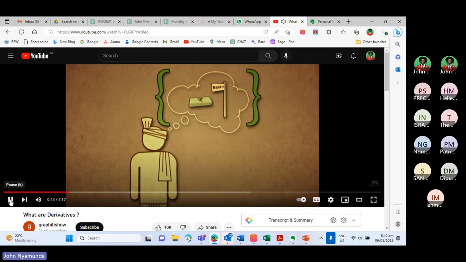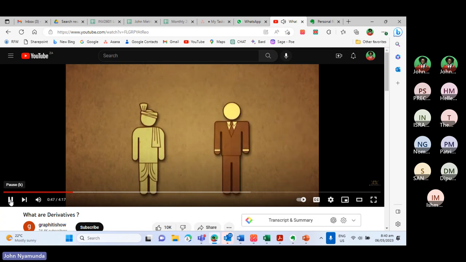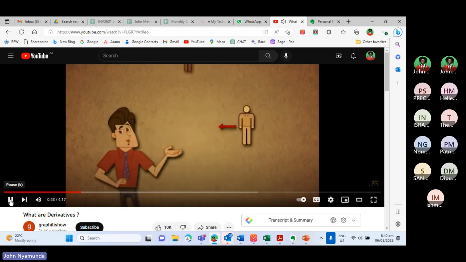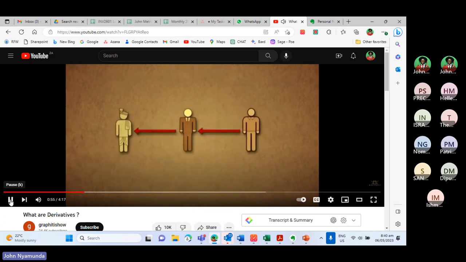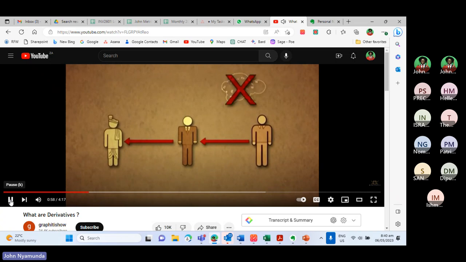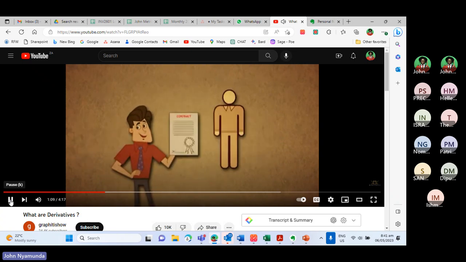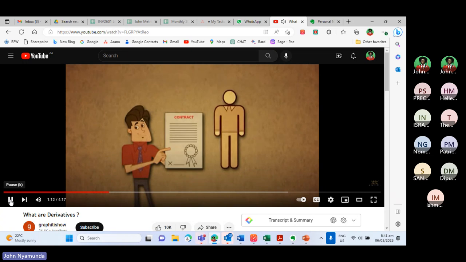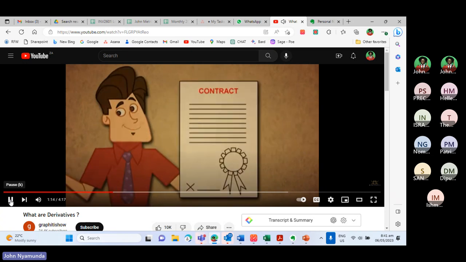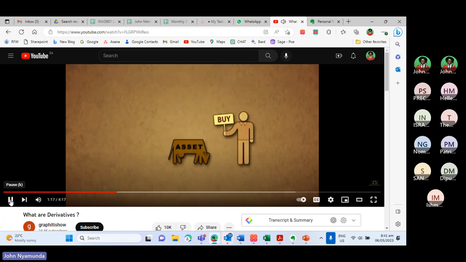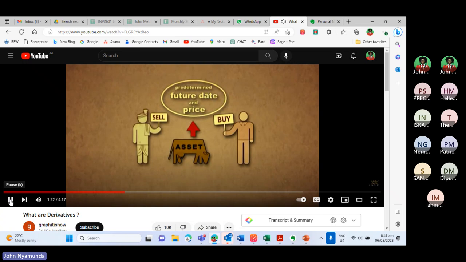So, to protect his business, Ramu meets an investor's broker and enters a business contract with him. You are the investor who has sent your broker to Ramu. You may think that mad cow disease is not likely to occur. So you tell your broker to agree to pay Ramu 100 rupees per cow 1 year from now, irrespective of the market price. What you've just done is entered a futures contract. Basically, futures are contracts that obligate the buyer to buy an asset and the seller to sell the asset at a predetermined future date and price.